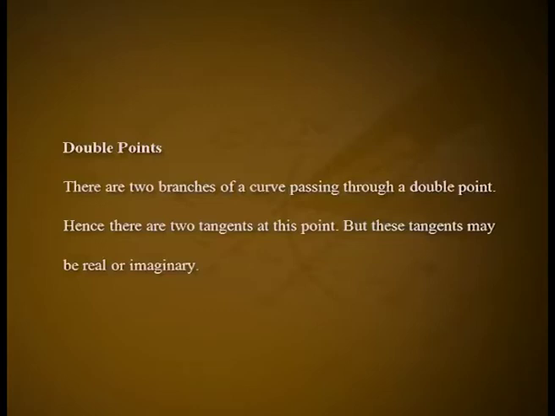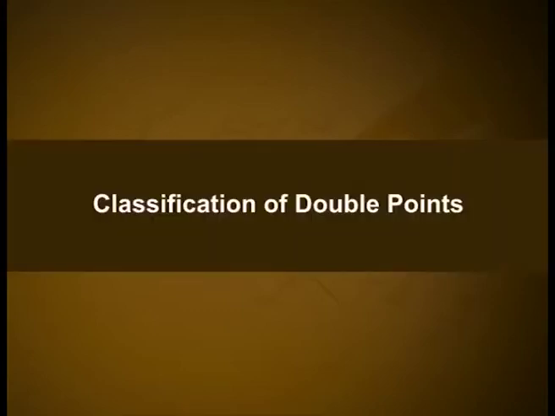Double points. There are two branches of a curve passing through a double point. Hence, there are two tangents at this point, but these tangents may be real or imaginary. Classification of double points. Double points are classified into three types depending on the nature of tangents, that is, whether the tangents are real or imaginary.